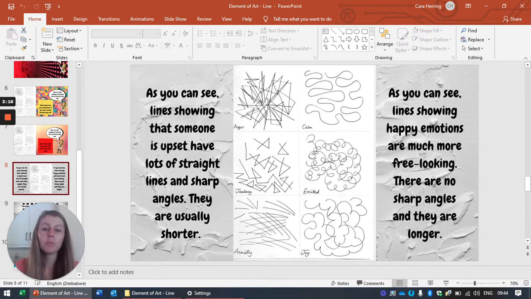So look, this calm one is so long, it doesn't end. This is one line in this calm section. Excited, there's so many squiggles, and joy as well.